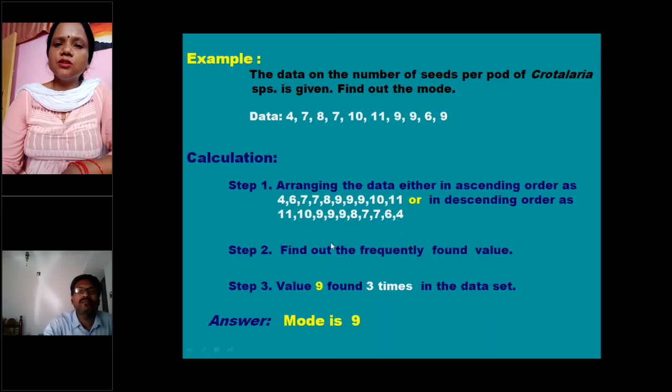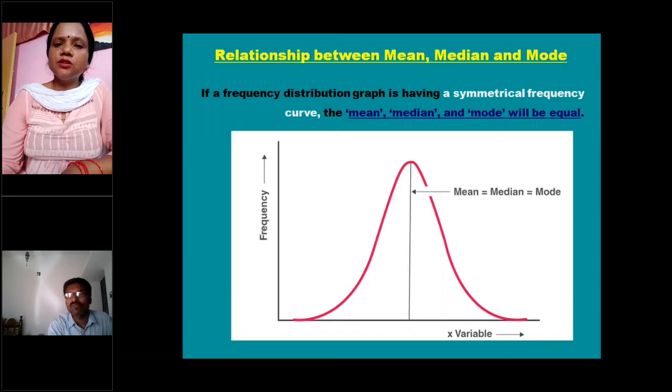So using the same example, the data on the number of seeds per pod of Crotalaria species is given. Find out the mode. Here also, first we have to arrange the data either in ascending order or in descending order like this, and find out the most frequently found value. In the data set, we see the value 9 three times. Hence, the mode is simply 9.